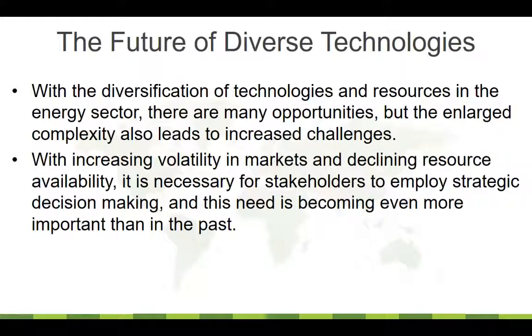The enlarged complexity also leads to increased challenges in terms of making and maintaining a single unified grid to provide electricity to everyone. With increasing volatility in the markets and declining resource availability, it's necessary for stakeholders to employ strategic decision making, and this need is becoming even more and more important than ever before in the past. Again, remember our key focus. We need available, affordable electricity, energy, right? But in a way that protects and preserves the environment.